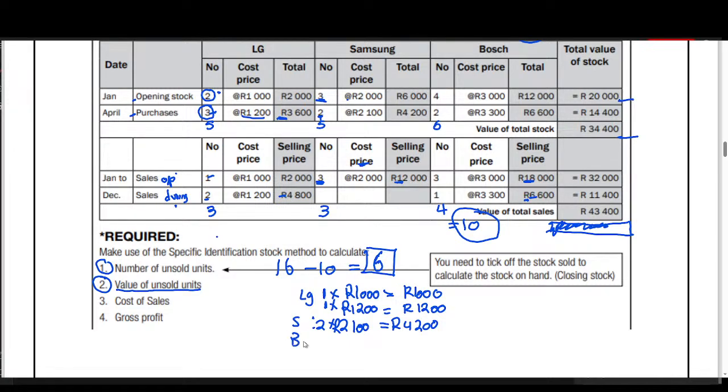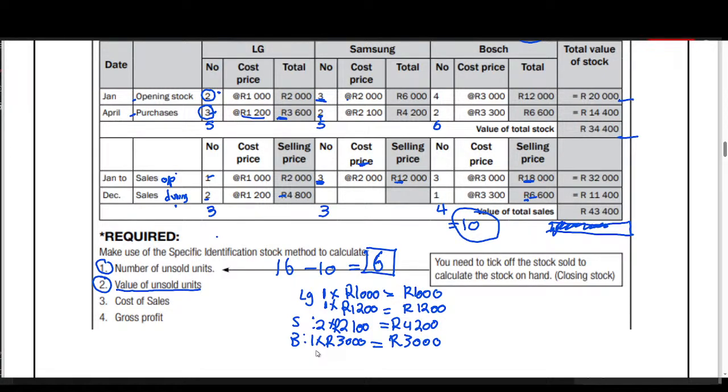I'll use letter B. Bosch. When you look at Bosch, we had 4 items. Out of these 4 items, we sold 3 items, meaning that we were left with 1 item. So what was the cost price? The cost price for this item was 3,000. So the value here is 3,000. 1 multiplied by 3,000 is 3,000.